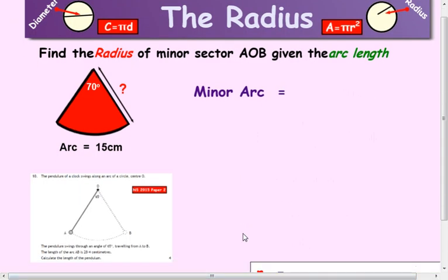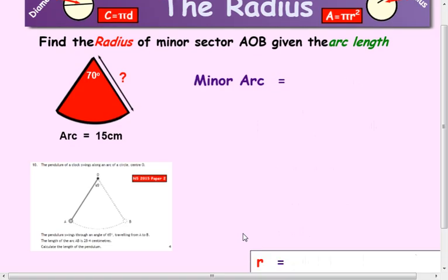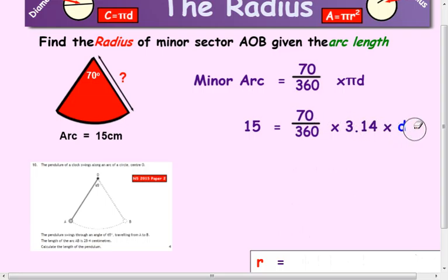Okay, next example, same idea, find the radius of the minor sector AOB given the arc length of 15. Just do the same thing, so set up your minor arc formula. So to get a minor arc, you take 70, divide it by 360 and times it by pi d. Fill in your information. We know the minor arc is 15, so we put 15 here. And we know that pi is 3.14, so we'll write that in. Again, we're trying to find the diameter first. We can't go straight to the radius, but diameter will be found by doing some maths here.